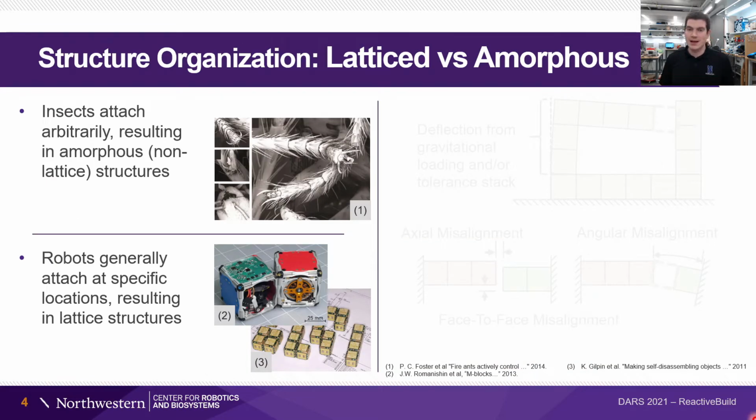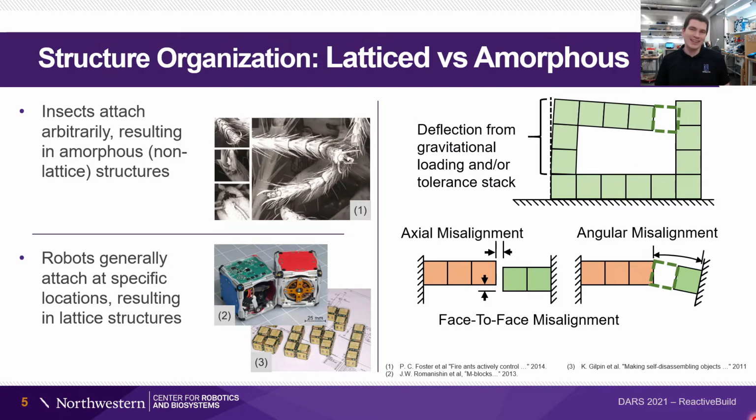The first big difference that I'm going to be looking at in this presentation is that of how the structure is organized. In the case of insects, it seems to be the case that they're grabbing on with their legs, their pincers, basically wherever they can. The resulting structure has little in the way of discernible organization and is therefore referred to as an amorphous structure. In contrast to this, most robotic systems rely on attaching at very specific locations, thus resulting in highly latticed structures.